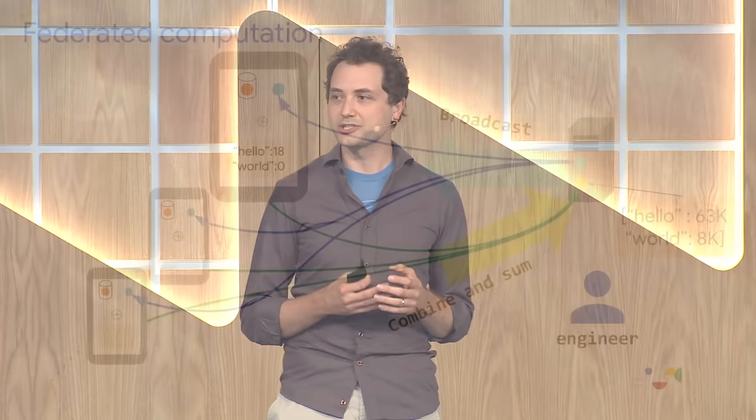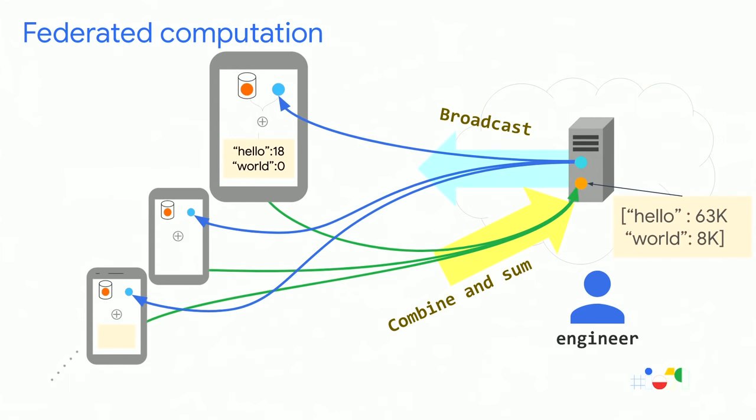This would then repeat over multiple rounds, getting the aggregate counts higher and higher, which in turn would give us better and better estimates of the relative frequencies of the words typed across the population.